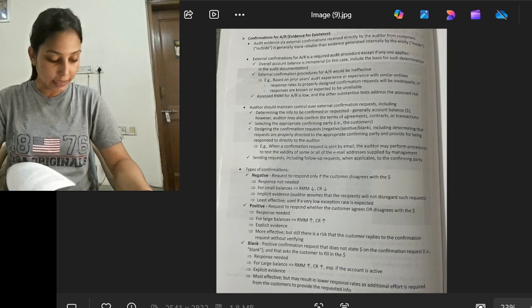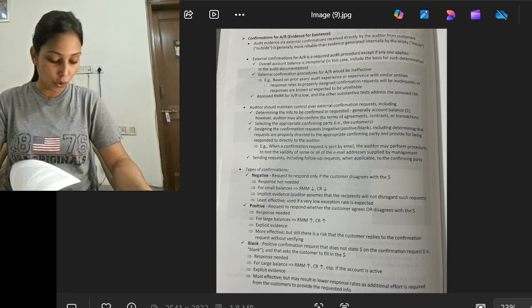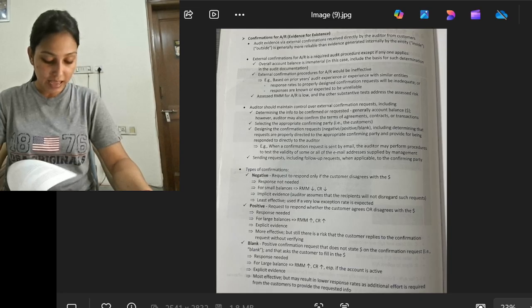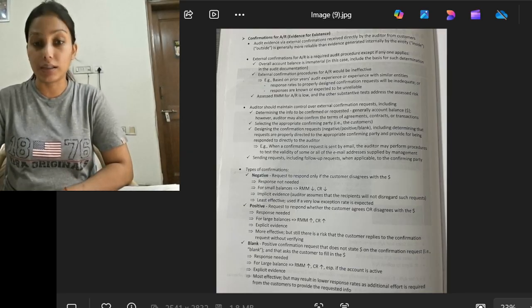So here responses are needed. It is very good for large balances. It is explicit evidence and most effective, but may result in a lower response rate as it requires additional effort by the customers.